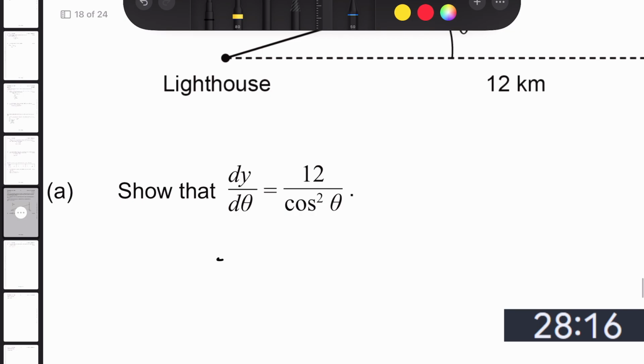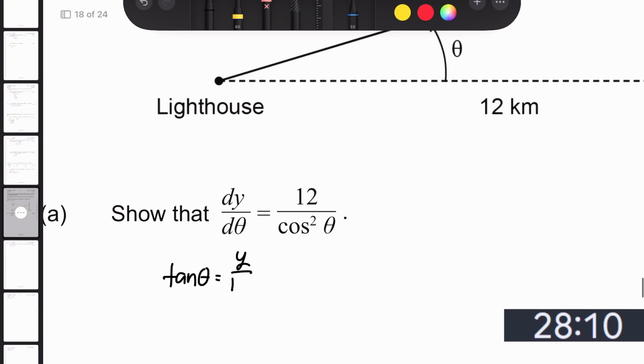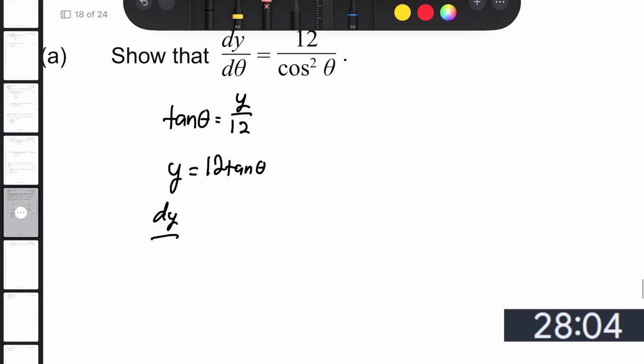Let's do this. Let's do the full working out. So tan of theta is opposite over adjacent, y over 12. So y equals 12 tan of theta. Then if I want dy d theta, that's going to be equal to... they don't need to show out the working.